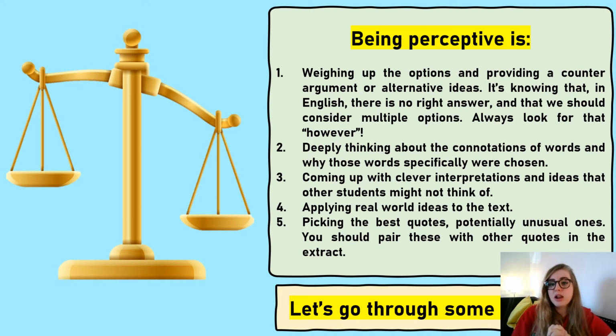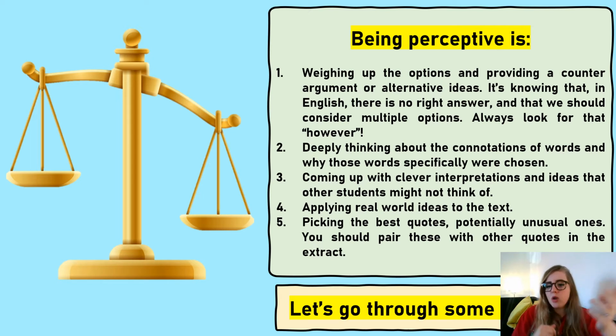Number three, coming up with clever interpretations and ideas that other students might not think of. Again, that's kind of the biggest, most difficult thing to do. But in order to do that, you're doing these things: looking for the however, looking at individual words, looking at what isn't there, and that will help you come up with those clever interpretations and ideas.